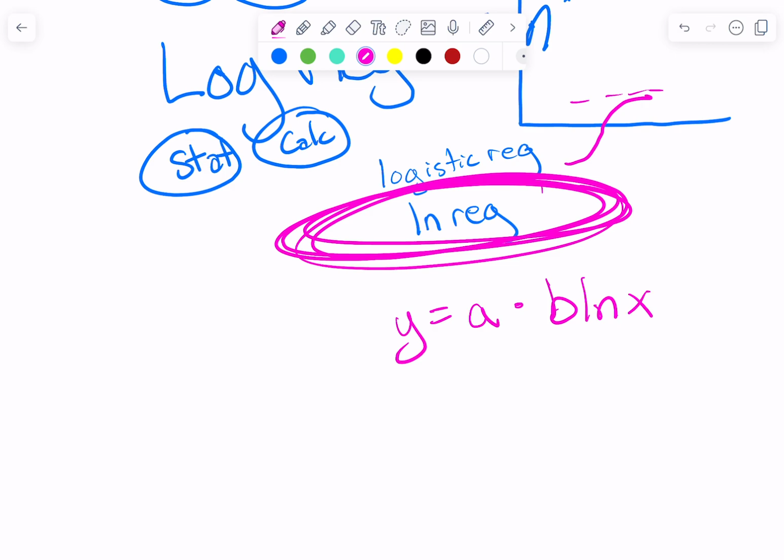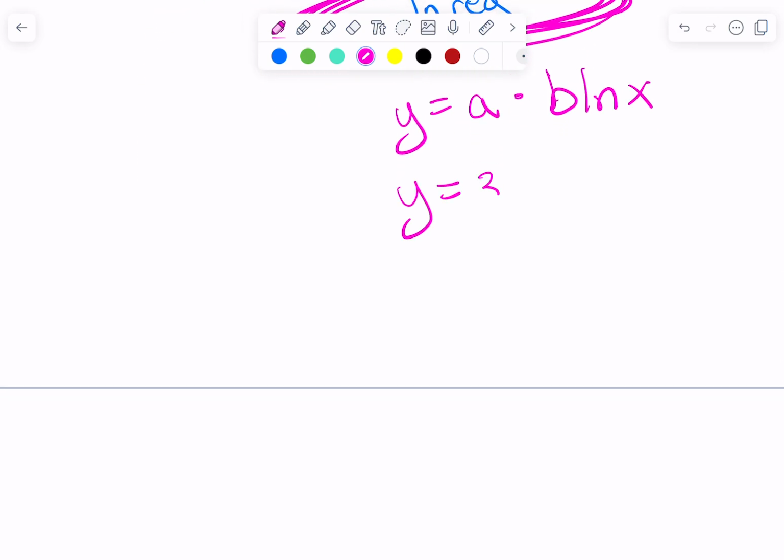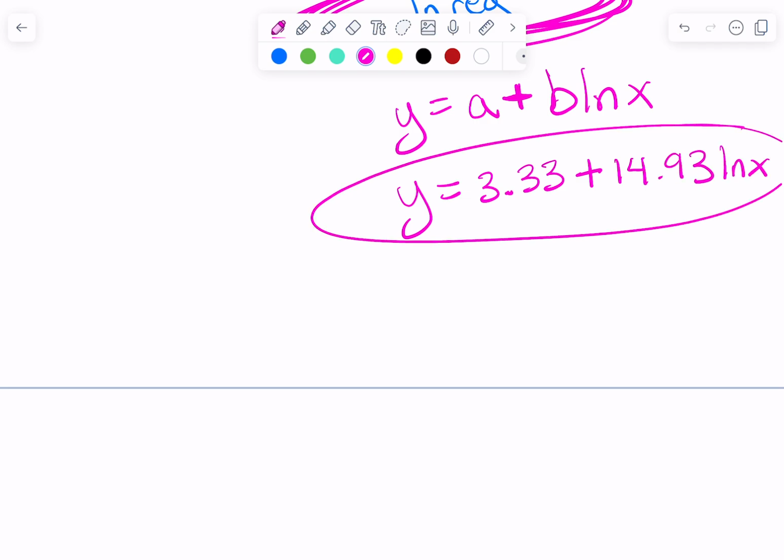Is that true or no? Yeah. Okay, what's a? 2-2. 3.33. Mine's plus as well. Oh, it's plus. Plus, what's b? 14.93. 14.93 ln x. There's your function.